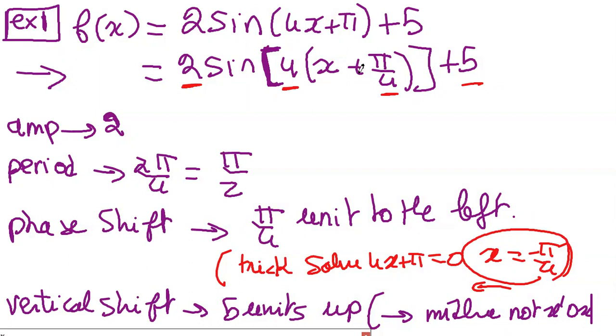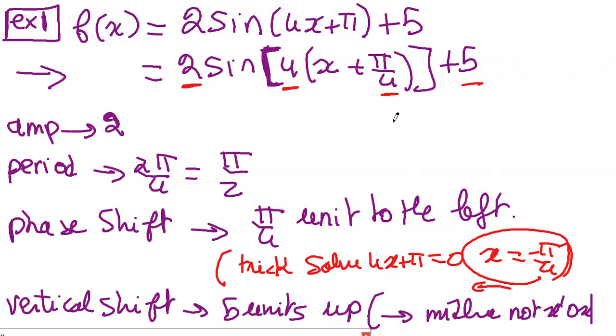Or, guys, I want to give you a trick. If you want to really see the phase shift left or right, you take the expression inside the sine and solve it equal to 0. If I solve it equal to 0, it gives me x = minus pi over 4. It means I'm going backward pi over 4. And I have a vertical shift up and down. I have here plus 5. I have 5 units up. It means the midline is no longer the x-axis. It's going to move 5 units up.